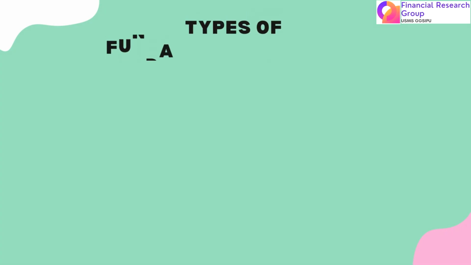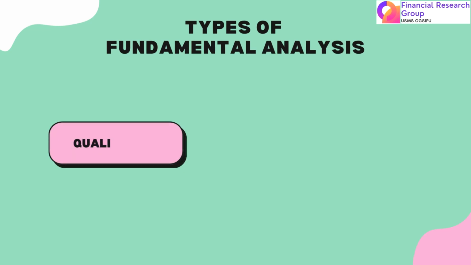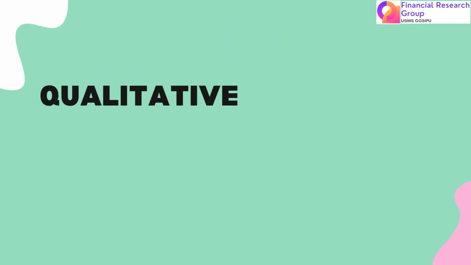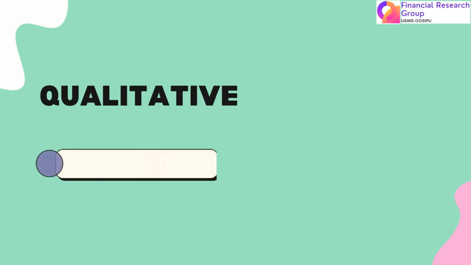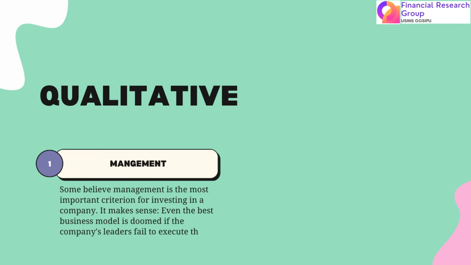Now moving further to types of fundamental analysis. First type is qualitative fundamental analysis, and second type is quantitative fundamental analysis. Let's talk about qualitative fundamental analysis. First, management. Some believe management is the most important criterion for investing in a company. It makes sense. Even the best business model is doomed if the company's leaders fail to execute the plan properly.